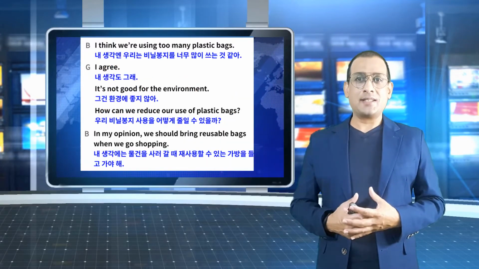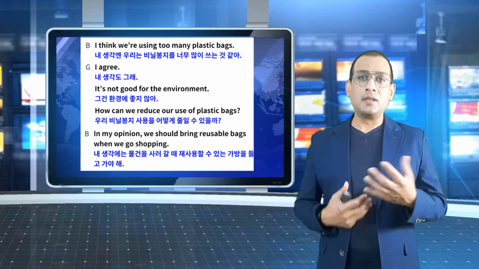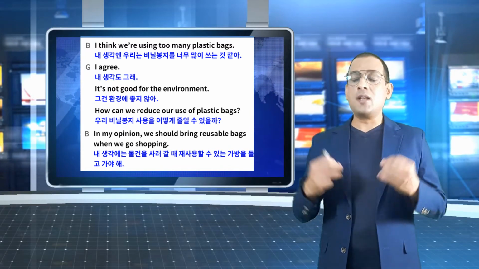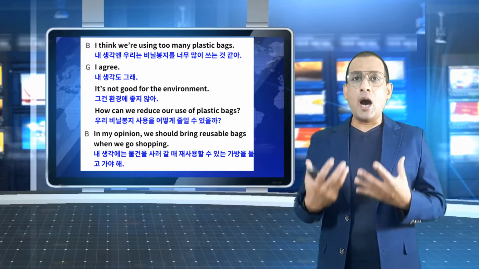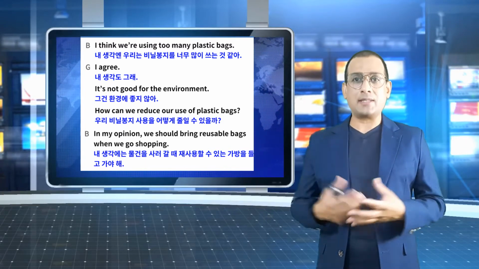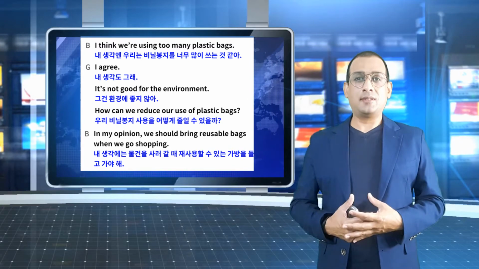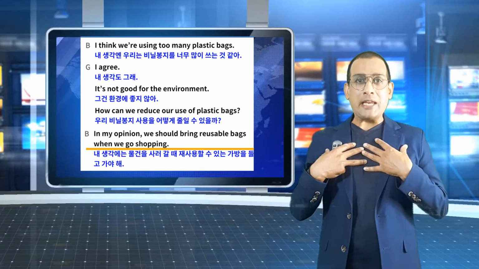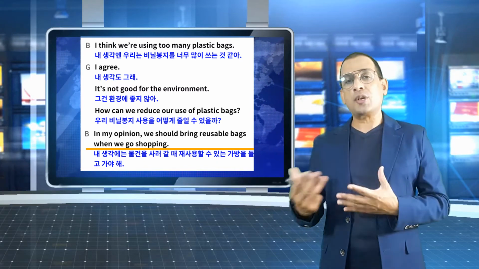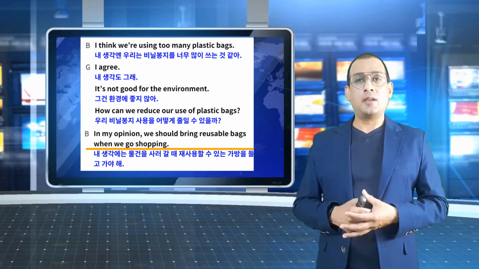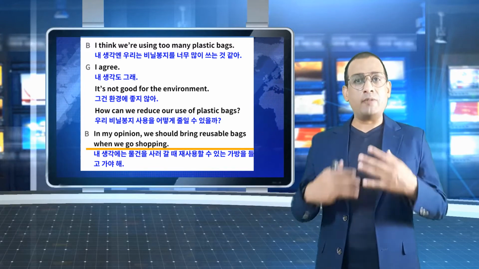The boy says, "I think we are using too many plastic bags." The girl says, "I agree. It's not good for the environment. How can we reduce our use of plastic bags?" And the boy says, this is our main dialogue. He says, "In my opinion, we should bring reusable bags when we go shopping."